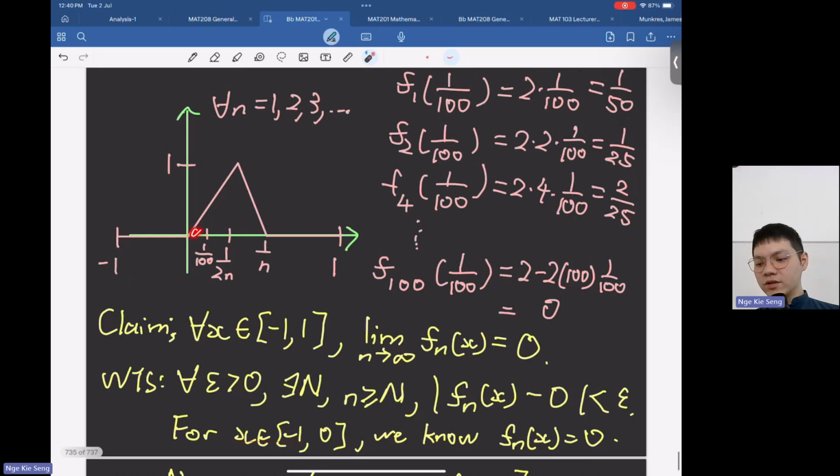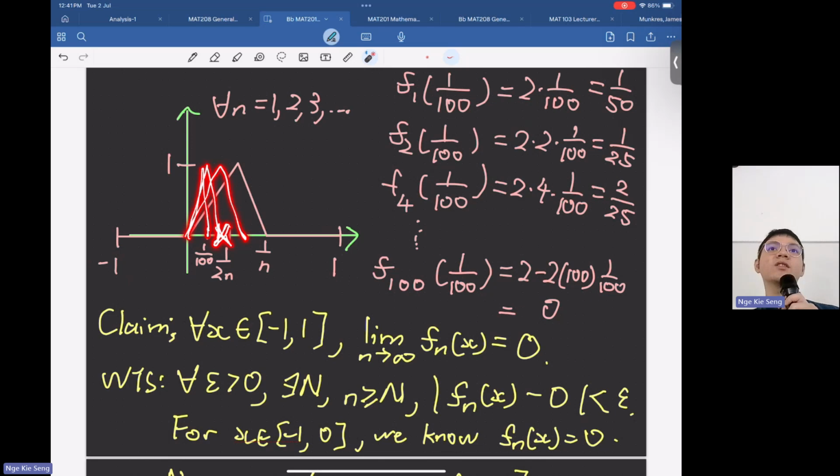Why do I want to split into 0 to 1 and -1 to 0? Because on -1 to 0, there's nothing more to discuss. No matter what n, f_n is always 0. The problem is here, you see? You might see that at certain n, some f_n(x) is high, so it's not 0. But what I want to show you is when my n gets large, what happens? You will always reach 0.